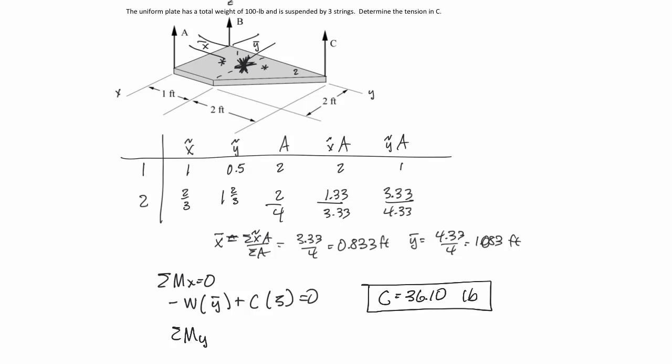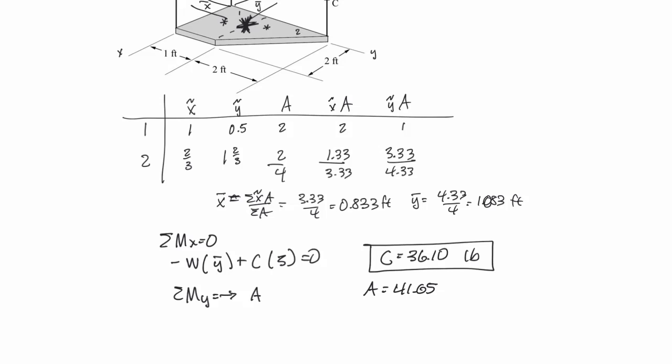I can sum the moments about the y-axis to find A. And you find A then is equal to 41.65. And then I could sum the forces in z to find the last one, B. And you can find B is equal to 22.24.